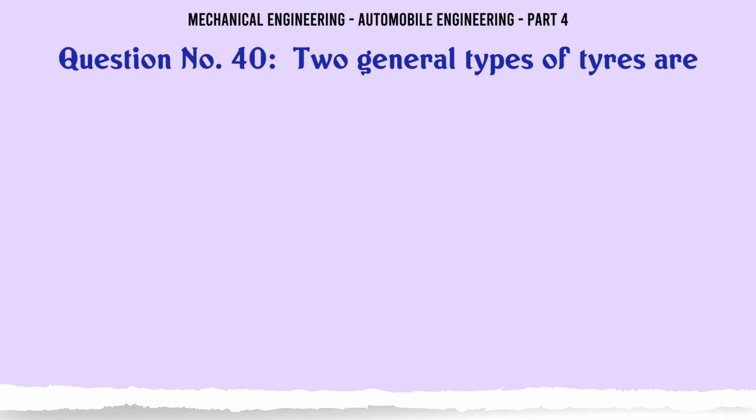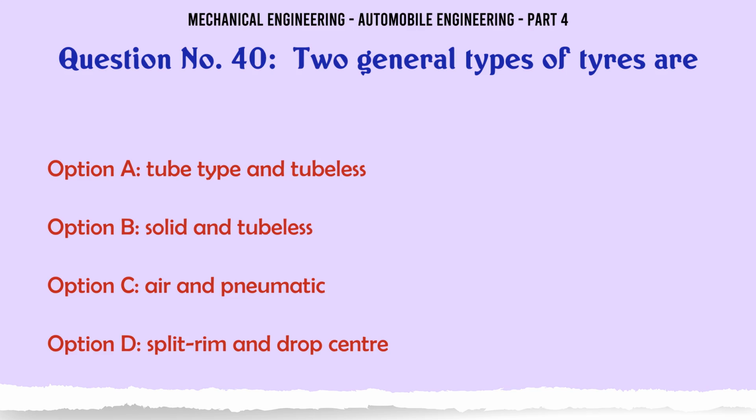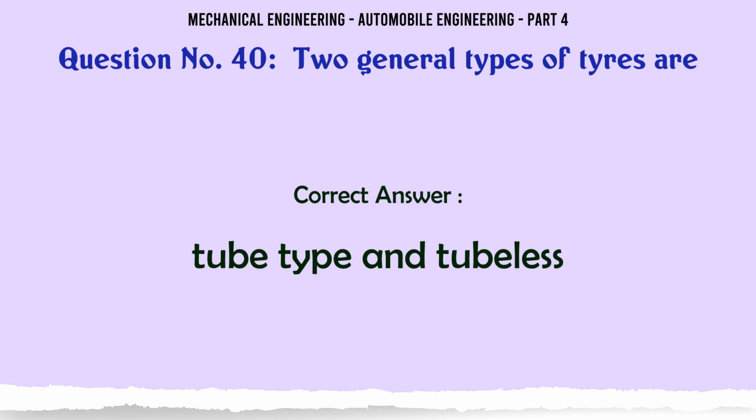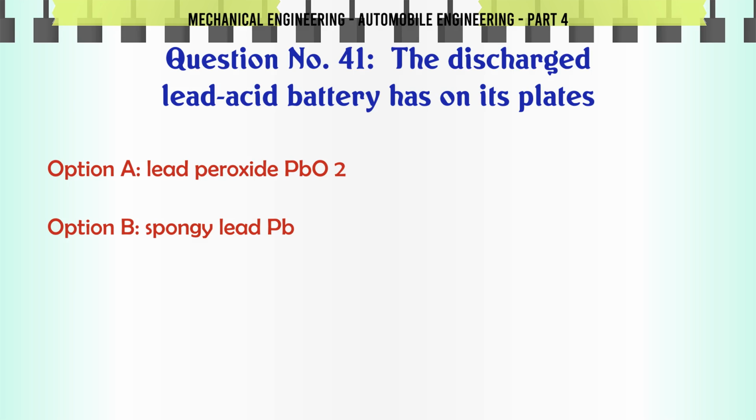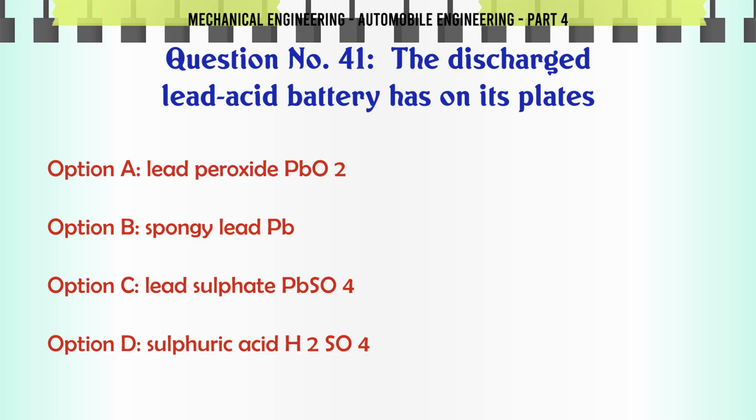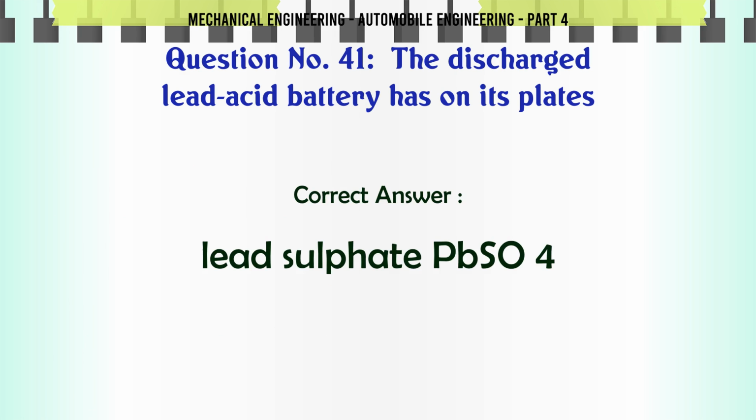Two general types of tires are: A. Tube type and tubeless. B. Solid and tubeless. C. Air and pneumatic. D. Split rim and drop center. The correct answer is tube type and tubeless. The discharged lead acid battery has on its plates: A. Lead peroxide (PbO2). B. Spongy lead (Pb). C. Lead sulfate (PbSO4). D. Sulfuric acid (H2SO4). The correct answer is lead sulfate (PbSO4).